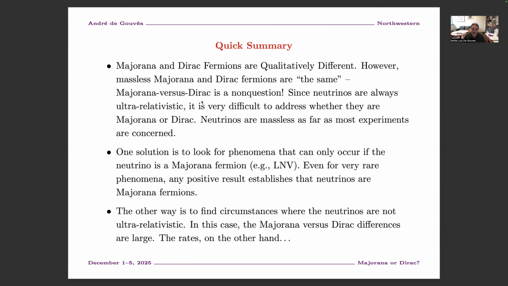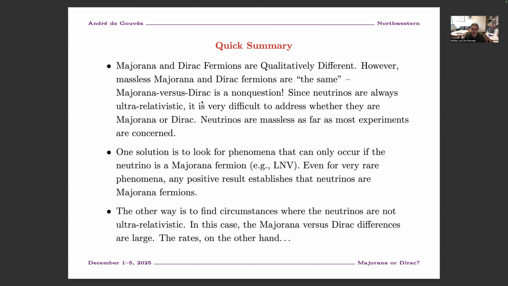So one solution to get around this is to find out what are things that only Majorana fermions can do. And the best thing we have in the market is to look for lepton number violation. Now, this is a very rare phenomenon. And if we ever saw a lepton number violation in nature, it would be a big smoking gun that the neutrinos have to be Majorana fermions.